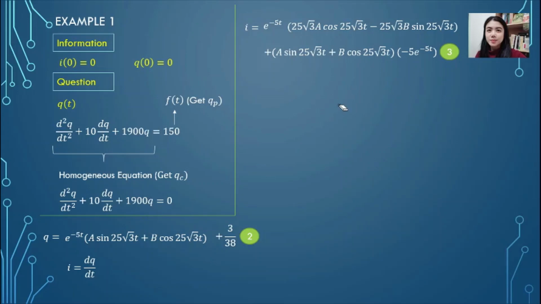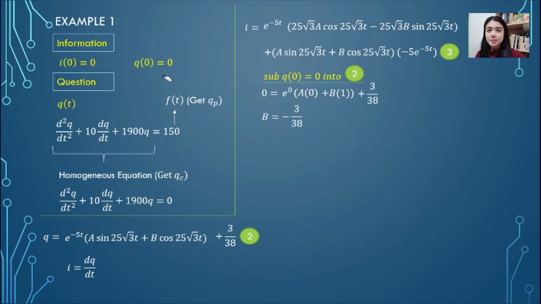The next thing we have to do is the substitution. Let's substitute this one first. We substitute Q0 equal to 0 into equation number 2. So your Q is 0 here and your time is 0, so we have e to the power of 0 in here. This is 0, so the term multiplied by 0 gives you 0. Then you have sine 0, which is 0, so a multiplied with 0. And in here you have cos 0, which is 1, so b multiplied with 1. And you have 3 over 38. Then simplify it and we get the value of b.